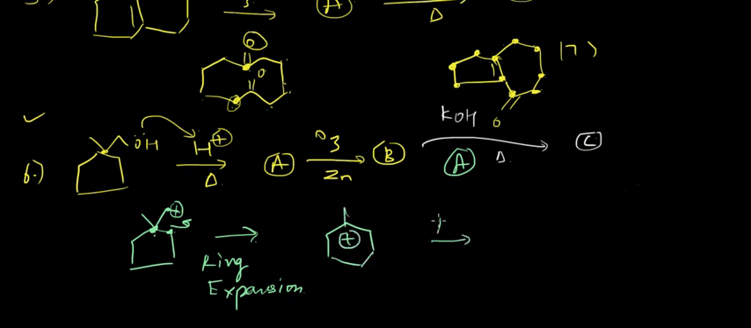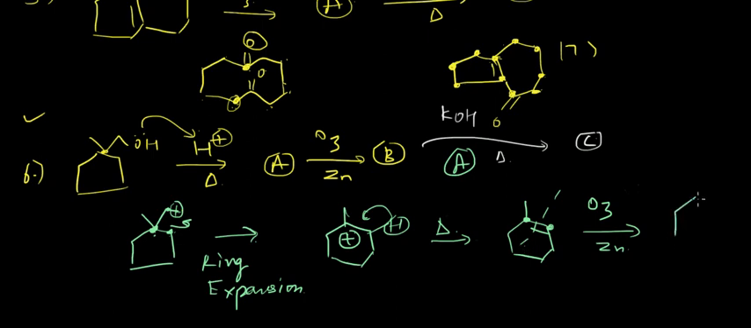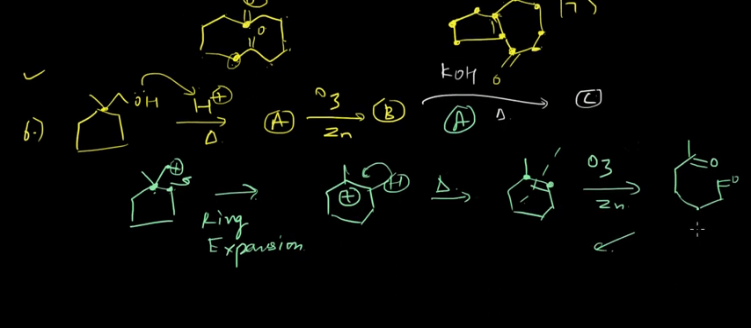Now on heating, this hydrogen atom would leave the compound and would form a double bond between this carbon atom and the carbon atom having the substituent methyl group. Then we are passing it in O3 and Zn. We have seen it so many times that this would be the compound formed. Okay, now this is obviously a keto group and this is an aldehyde group.